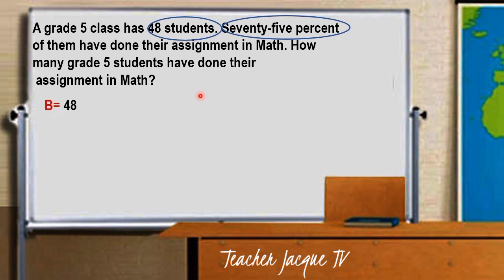Okay? So, yung 48, yun yung ating base kasi yun yung total number of students ng grade 5 class. And of course, yung 75%, yun yung ating rate. So, nawawala ngayon yung ating percentage. Tignan natin si Magic Triangle, nawawala si percentage. So, ang ating formula ay rate times base. So, P is equals to R times B.